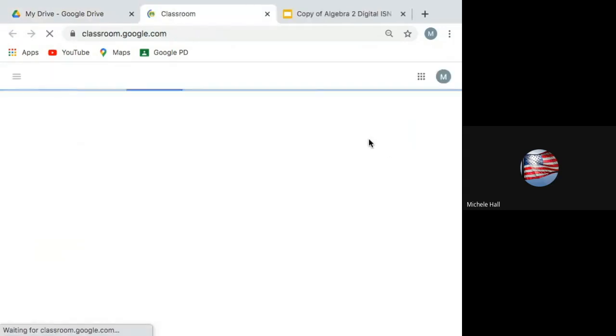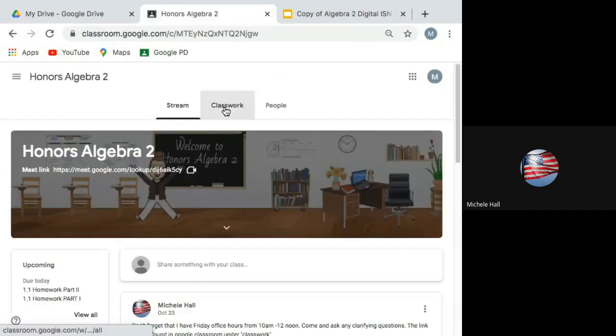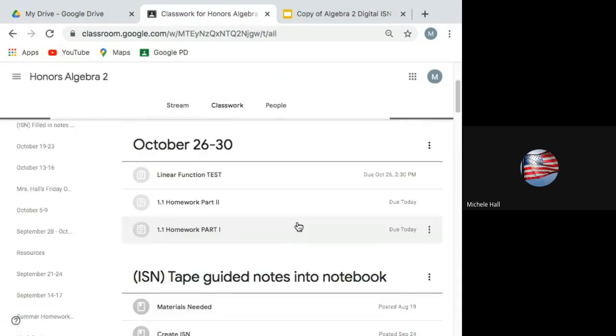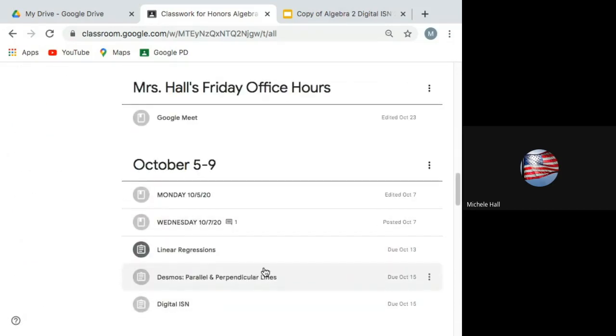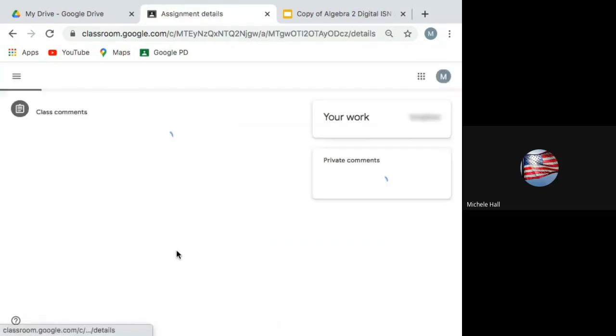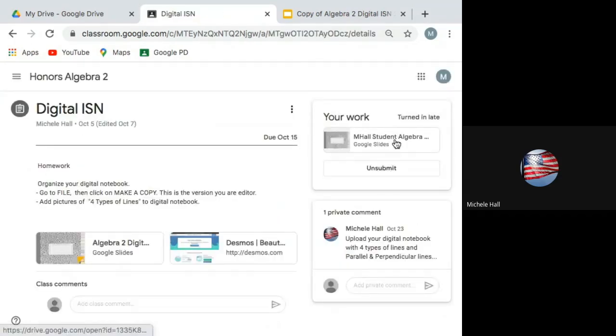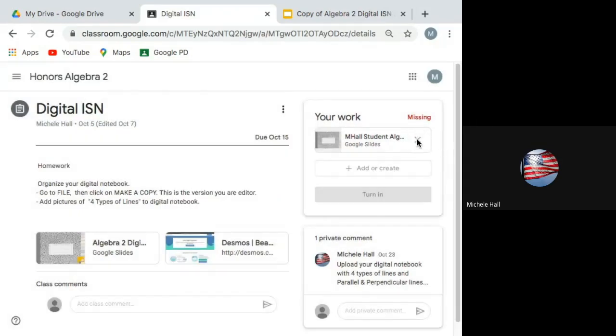Google Classroom, I want to show this for uploading because students are having a hard time with uploading classwork. Let's see, where is that? Linear regressions, right here, Digital ISN. If I wanted to upload this right now for my assignment, I found the Digital ISN, October 15th. I'm trying to make the dates in PowerSchool match with this. I would click on View Assignment. And what I would do is I'm going to unsubmit mine, unsubmit. I'm going to X out of it.